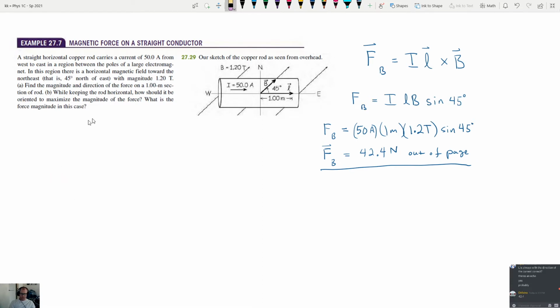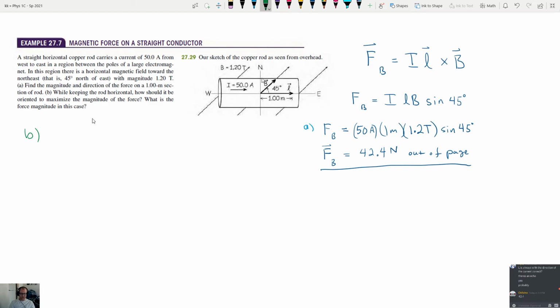Okay. Next, this is part A. It says to find, while keeping the rod horizontal, so we leave the rod the same, how should it be oriented to maximize the magnitude of the magnetic force? That means keeping it in the same plane, horizontal, parallel to the ground, or parallel to the horizon.